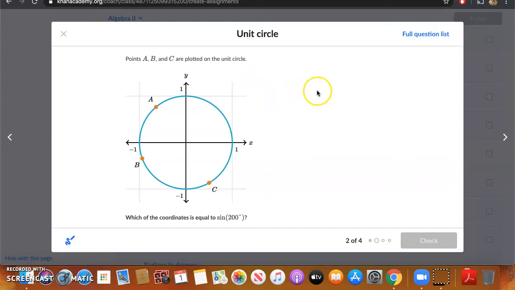Hi everyone. I'm going to do a few problems from the unit circle problem set. So let's begin. We have here points A, B, and C plotted on the unit circle.